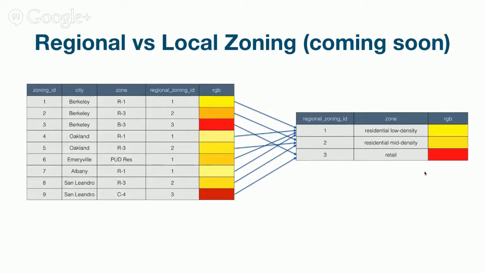So Berkeley's R1 category might roughly correspond to Oakland's R1, and that might also roughly correspond to Emeryville's residential PUD number 567. And so you can map each of those local zoning categories into a broader regional zoning for the sake of ironing out a little bit of that detail at certain scales.